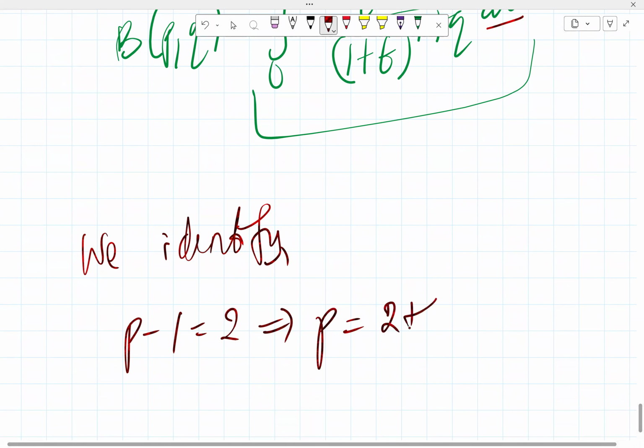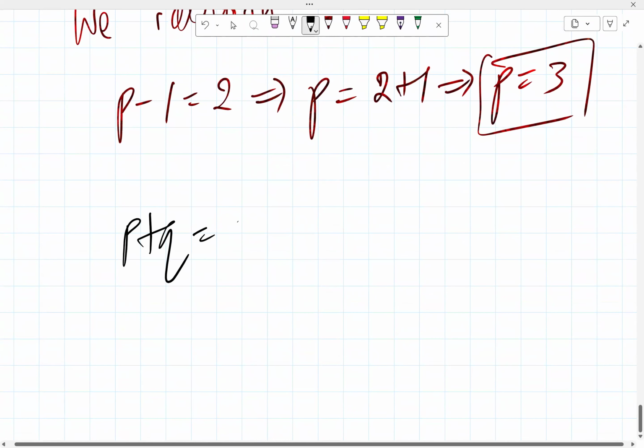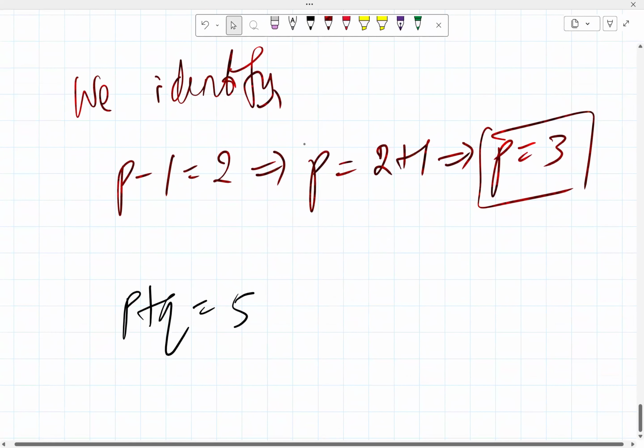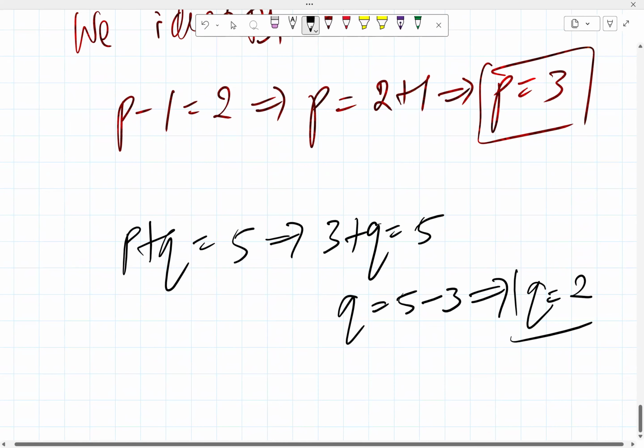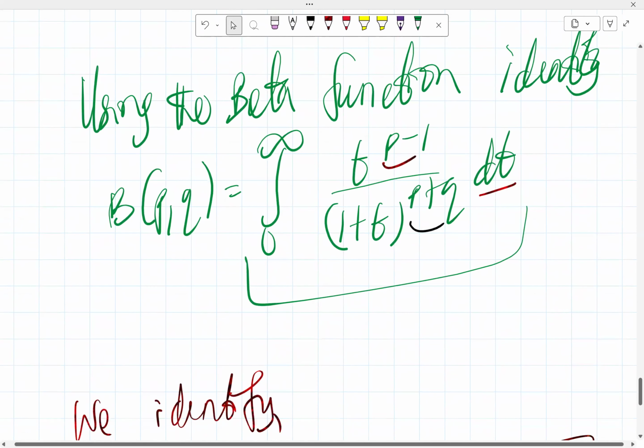Another thing we identify is that we also see this is 1 plus t. Already t and x are the same, so that means p plus q should be 5. We have to identify that p plus q is equal to 5, and we already have p. So p, that's 3, plus q is equal to 5, and that means q is equal to 5 minus 3, which tells us that q is simply equal to 2. Once we have got p and q, then the rest is simply story.